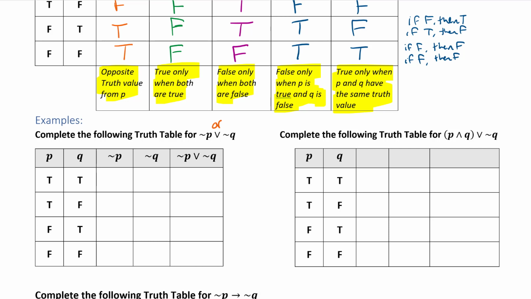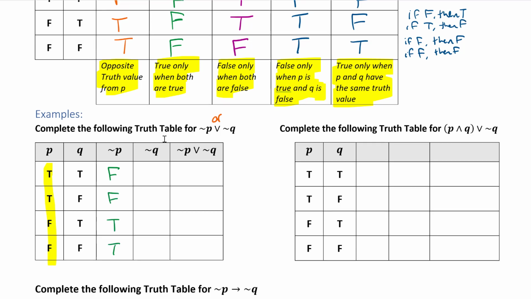So not P is I'm taking the P column and doing the negation of that. So that's going to be false, false, true, true. Next I'm going to be not Q. So in not Q, I'm looking at the Q column only, and I've got the opposite of true, which is false, the opposite of false, which is true, the opposite of true, which is false, and the opposite of false, which is true. Okay, now I have to do the disjunction.